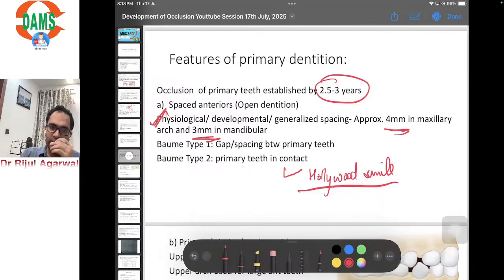Okay, so this is the kind of questions which you get in your exam. No one is going to ask you to list down the features of primary dentition in your exam. It's not a theoretical exam, it's an MCQ, and that too an application based exam now.